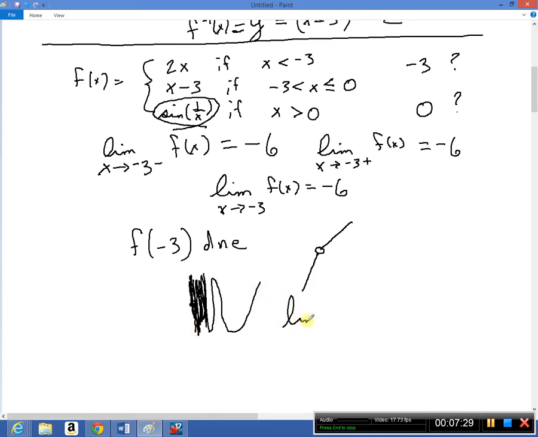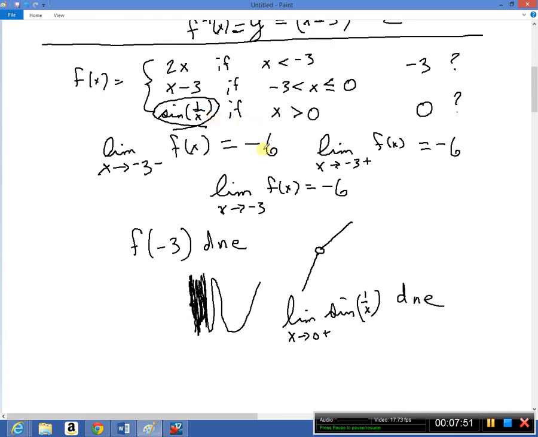So what that means is the limit as x approaches 0 from the right of sine 1 over x does not exist. So if the limit does not exist, you're done, because the question says, where does the limit not exist? And it can't exist at 0, because from the right, there is no limit.